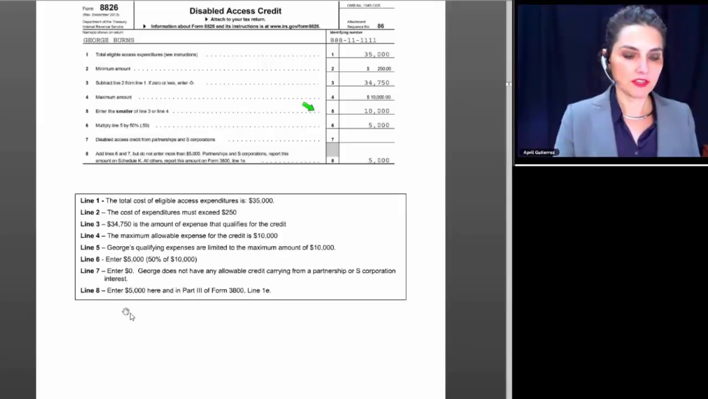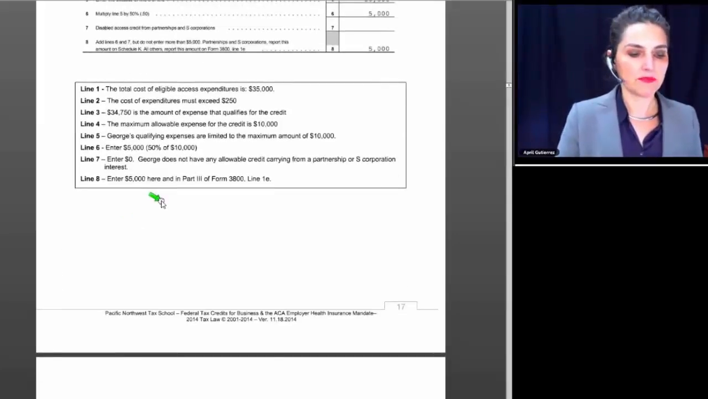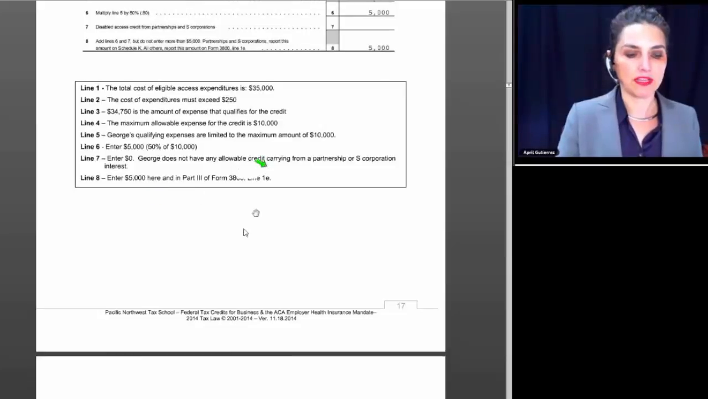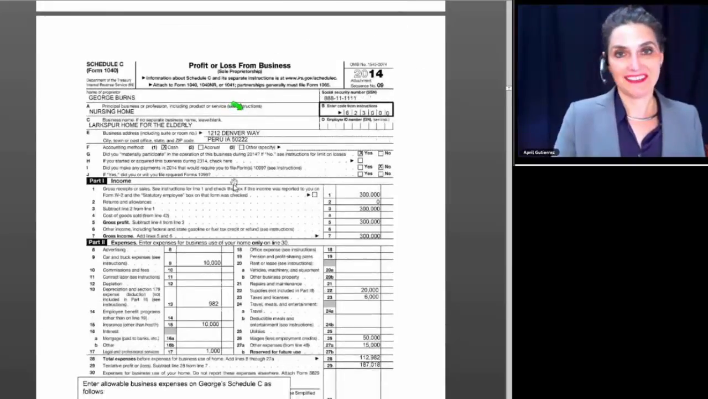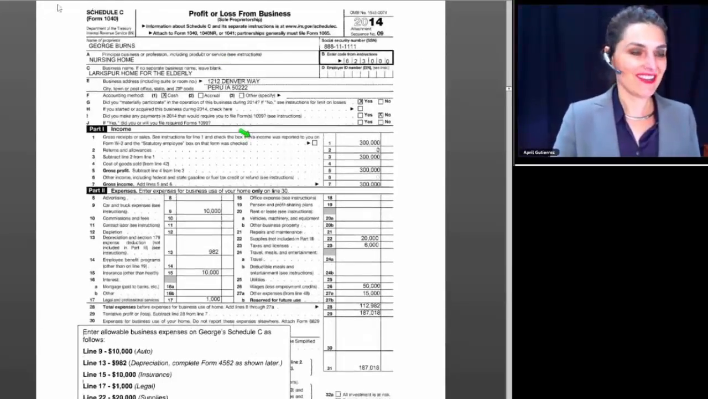We're going to take this credit amount and enter it in Part 3 of Form 3800 on line 1e, and you can see that because it's being entered on a line 1 in Part 3, it means that the disabled access credit can be limited by the alternative minimum tax. Is that going to mean anything for George? Yeah, it will. All right, so let's take a look at George's Schedule C.